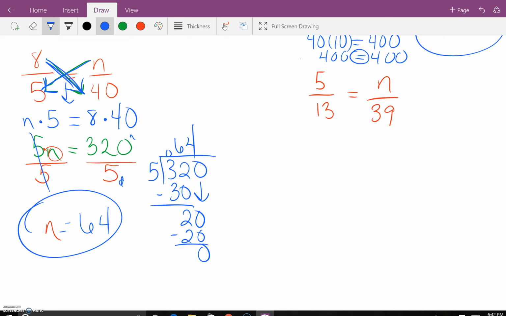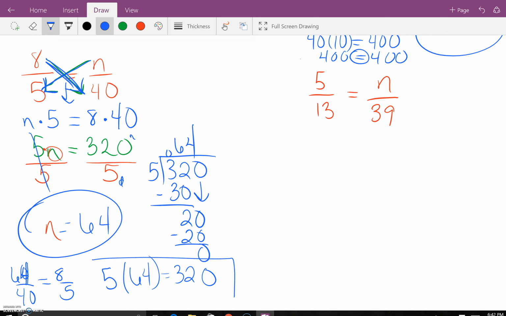You can plug the 64 in and try to reduce 64 over 40. If you get 8 over 5, you know that it's the correct answer. Or you can come back up to 5 times n, which is 64, and if that equals 320, then you know that you got the correct answer as well. It does equal that, but those are good ways that you can always check yourself.